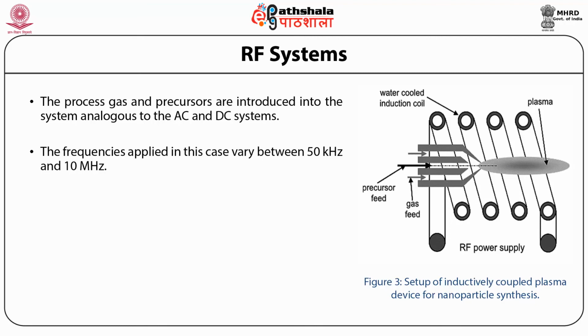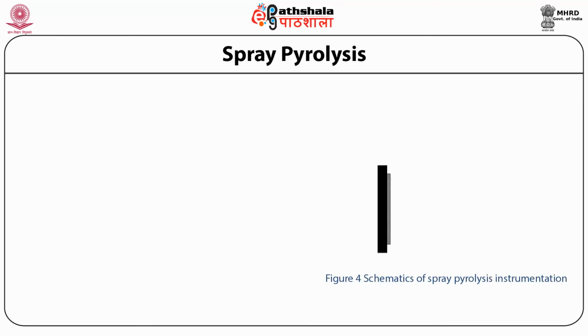Additionally, RF systems do not have wearable parts with limited service life. Further, consumable electrodes cannot be employed as precursors. The quality of the product can be improved by quenching in inductively coupled RF systems. We will next discuss the spray pyrolysis technique.